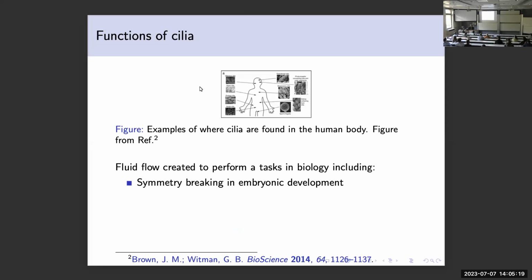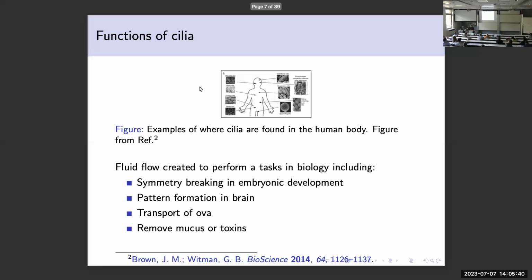Here's an image that shows you that you can find cilia all over the human body. They do lots of important tasks in biology. For humans, and other animals as well, they're important for symmetry breaking in embryonic development. They move signaling molecules around the brain. They transport ova through the fallopian tubes. They remove things like mucus from your lungs. As you can see, they're really important, and they do lots of different biological functions.